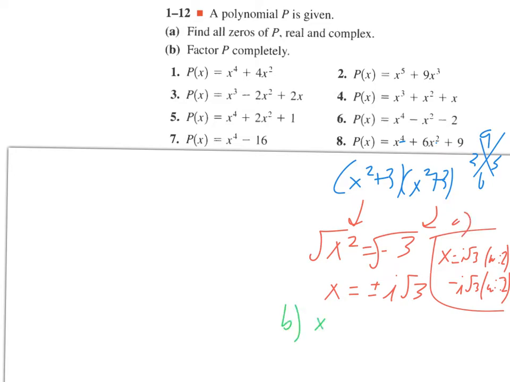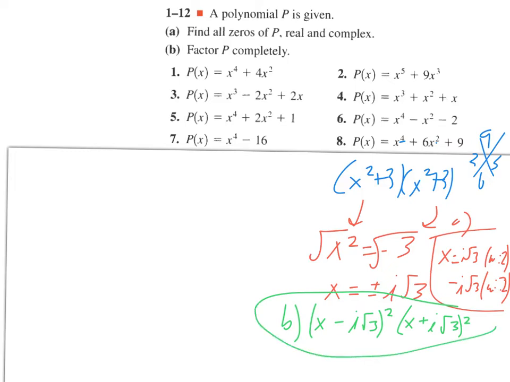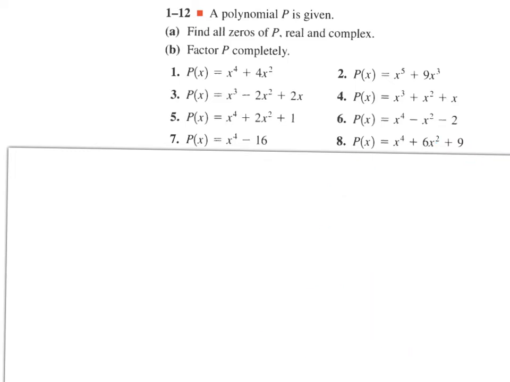For part B, once again, I would just do x minus the zero, or change the sign of the zero to build this. So I got x minus i rad 3, and then since that's multiplicity 2, I would square it. And then for the negative i rad 3, I would say x plus i rad 3, also to a multiplicity of 2, so I'm going to put the exponent up there.